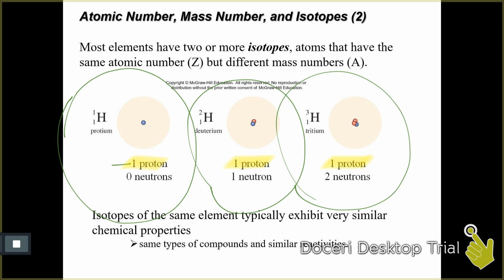So we learned about isotopes, and I'm going to the next section.